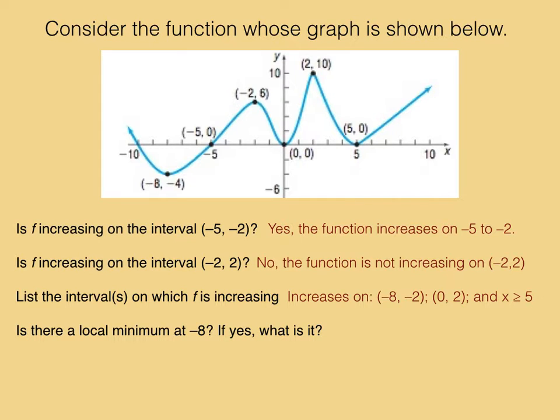Is there a local minimum value at -8? So again, I look at -8 on my x-axis, I go until I meet the curve, and I notice that this is a low point on the curve. It is what we call a minimum value. So yes, there is a minimum value of -4 at x equals -8.